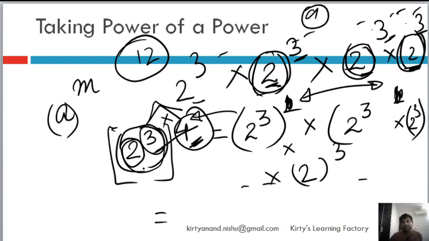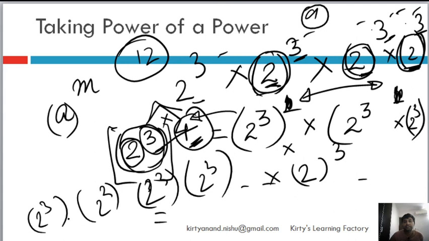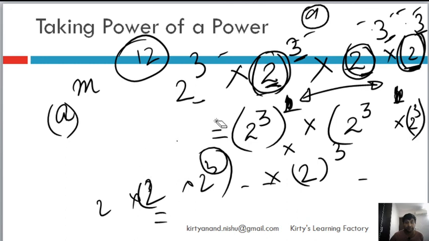But it basically is nothing but 2 raised to the power 3 into 2 raised to the power 3 into 2 raised to the power 3 into 2 raised to the power 3. So same base, I just add all the powers, which is 3 plus 3 plus 3 plus 3, which is nothing but 3 into 4. So that's the concept of taking power of a power.